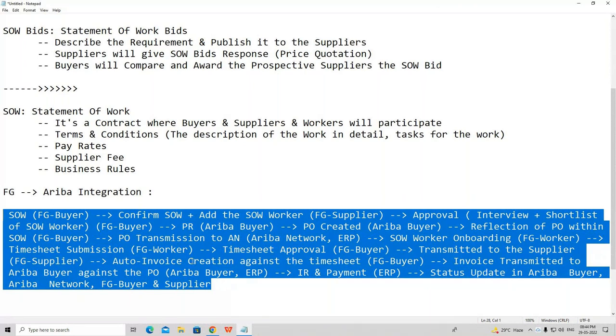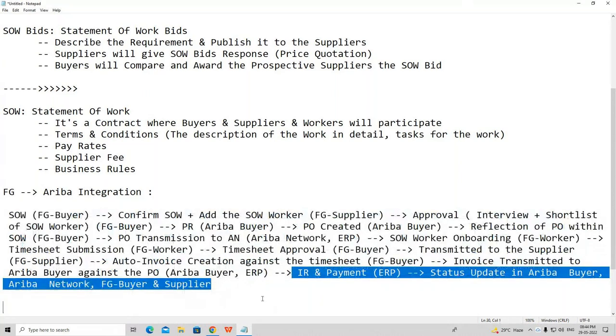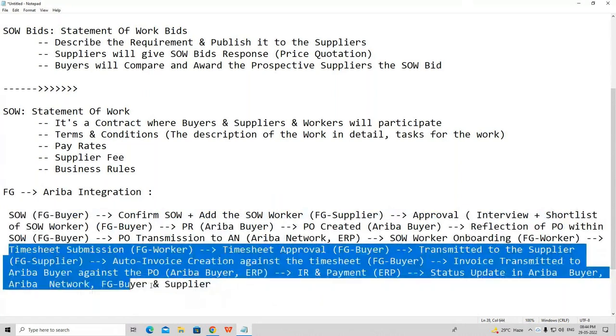Now, some of you are basically saying to me, Manoj, if I want to change the pay rates, if I want to change the terms and conditions, can I change it? Of course, you can change it. But when? Even after this one also, hire and payment and status update. Why? Because as I was saying to all of you guys, the timesheet submission will happen every month. So let's say after the fourth month, you decide that this project, instead of completing in 1 year, will take 1 year, 6 months. And this SOW worker who is working, he's a very good guy, who can do the work very properly. So what will you do?